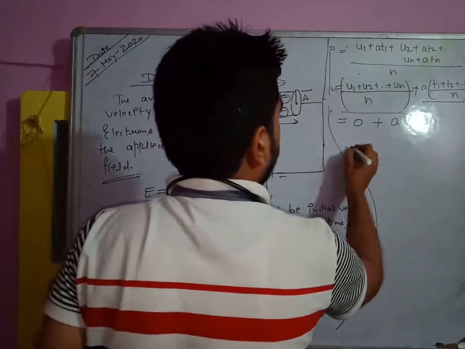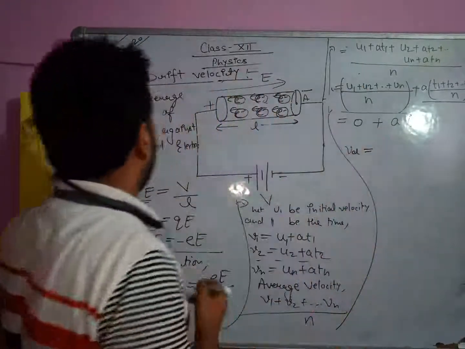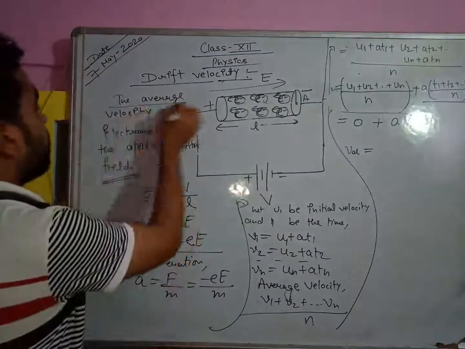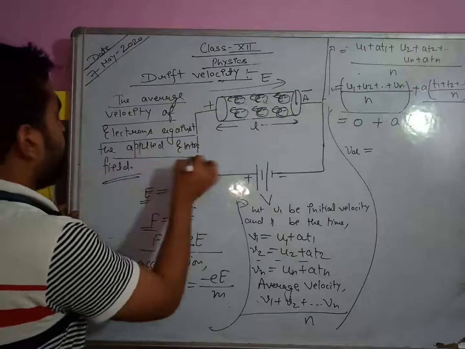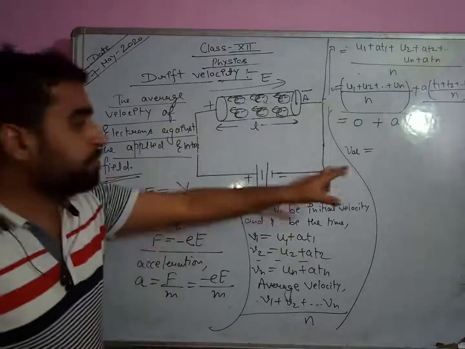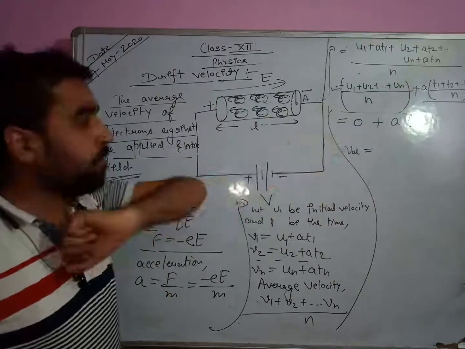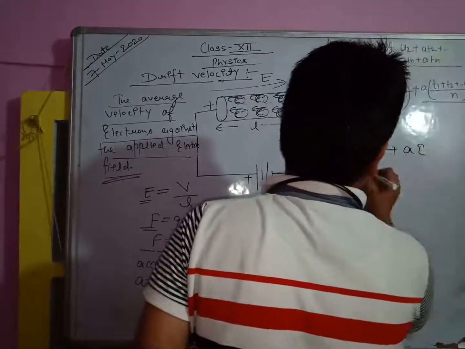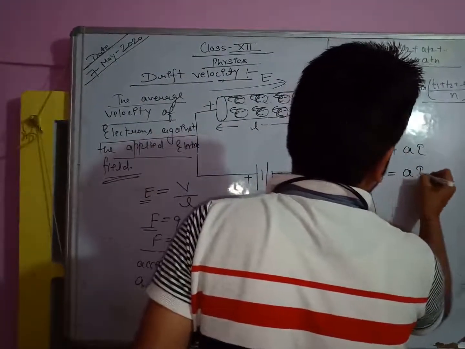This average velocity I will denote by Vd, and this is the drift velocity. This is the average velocity of the electrons against the applied electric field. So Vd is equal to 0 plus a tau, or Vd is equal to a tau.